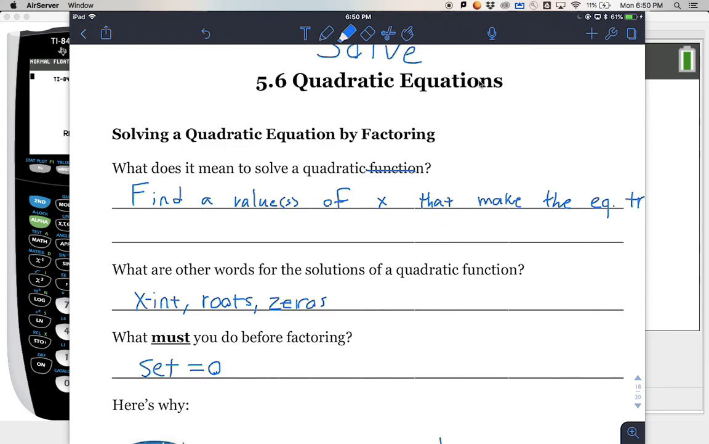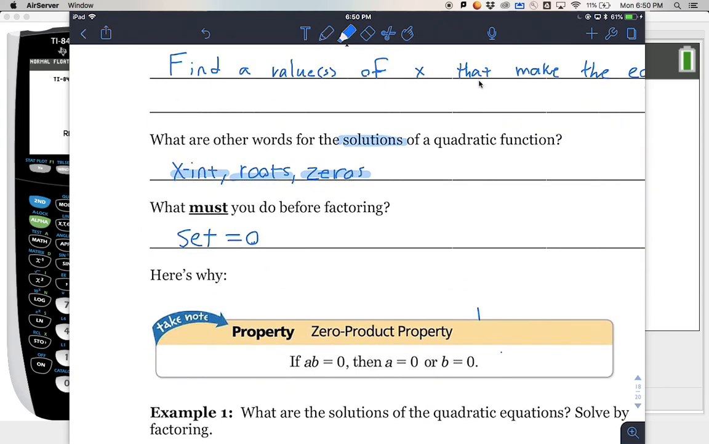A couple different words for solutions that you can use for a quadratic function. You can say x-intercepts, roots, or zeros. Those are all the same things. Solutions, x-intercepts, roots, and zeros. There's four of those there. So those are all interchangeable.